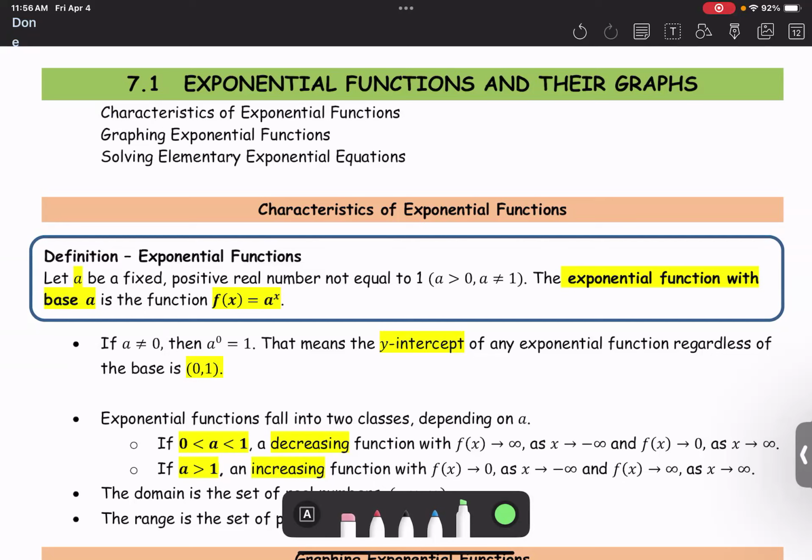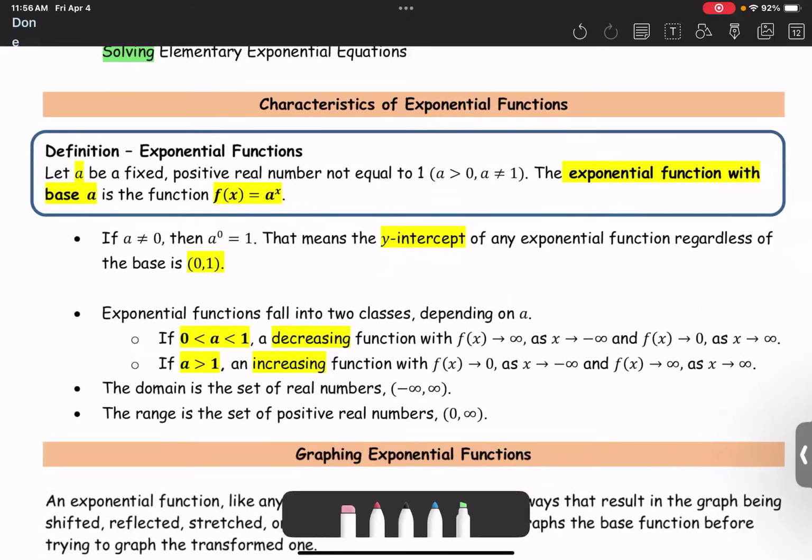Section 7.1, Exponential Functions and their Graphs. In this section, we are going to look at the characteristics of exponential functions, graphing exponential functions, and solving the basic or the elementary exponential equations. Let's take a look at the characteristics of the exponential function.